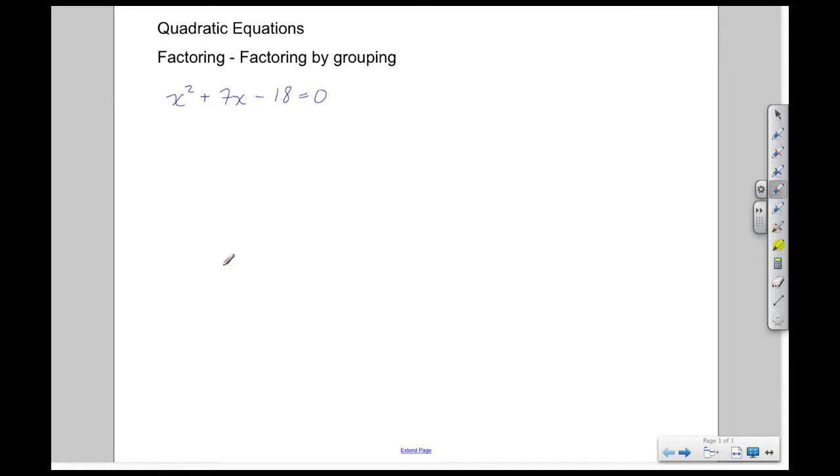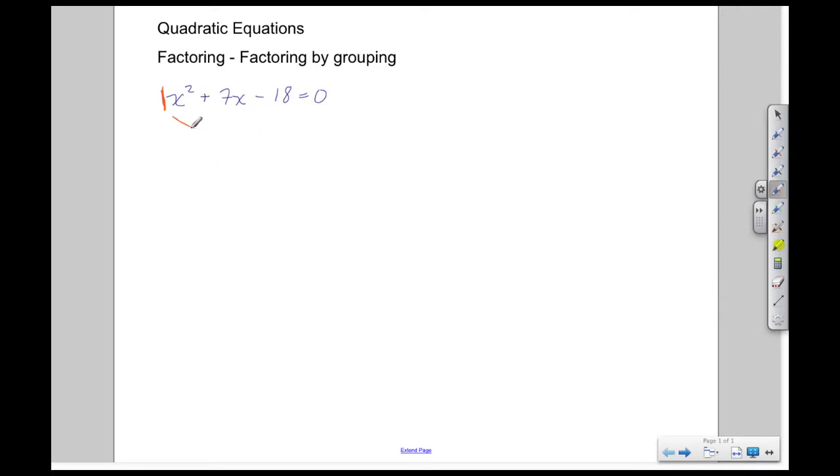In today's video we're going to look at a quadratic equation, and we're going to look at two methods of factoring. One is just basic factoring, the other one is factoring by grouping. If we take this example, x squared plus 7x minus 18 equals 0. Here we understand that the coefficient here is a 1, and anytime we have a coefficient of 1 with our x squared term, it makes our factoring a lot easier.